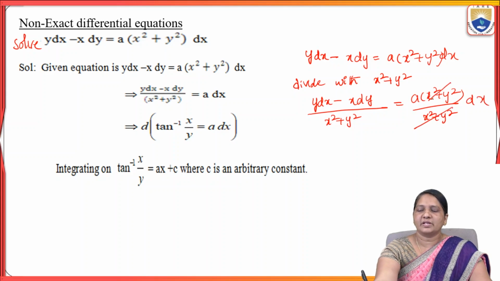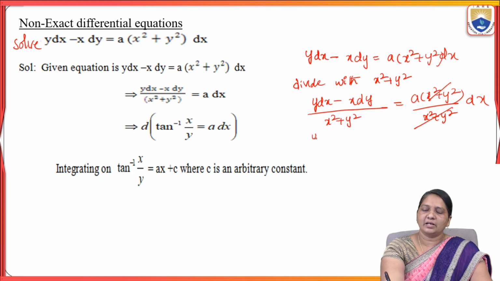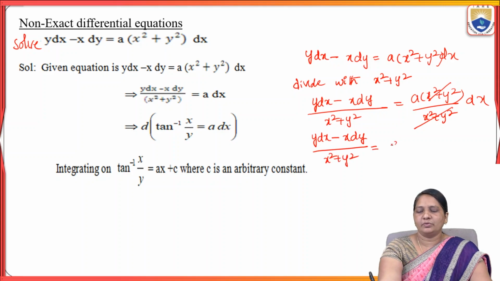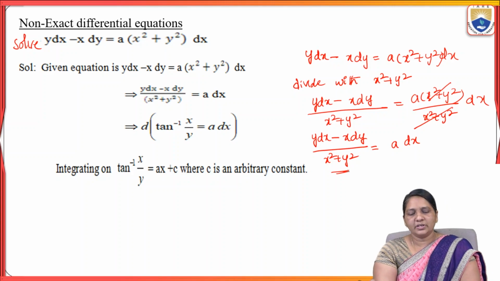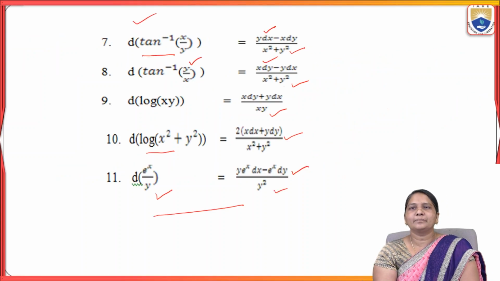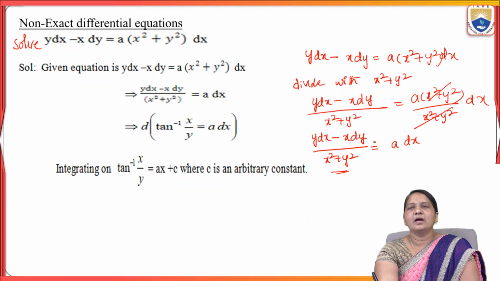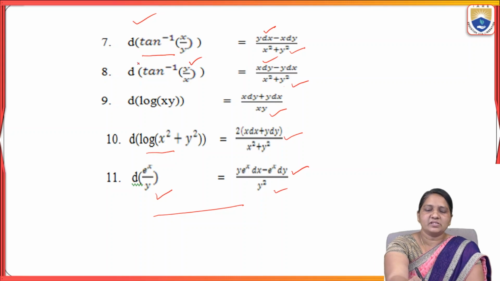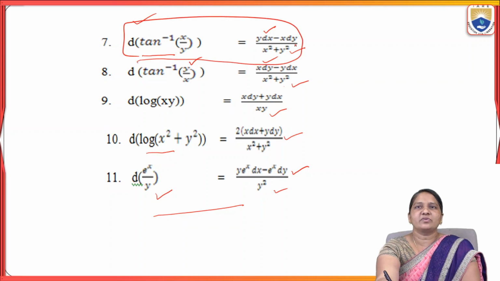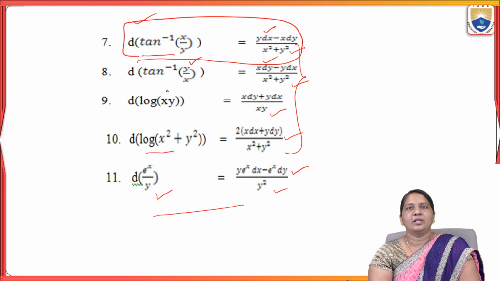So x square plus y square cancel. Here I can write y dx minus x dy by x square plus y square is equal to a into dx. If you know this form, we can identify the value. So here we can observe the formulas: y dx minus x dy by x square plus y square. This is the form, so you have to identify this form to write the LHS part.